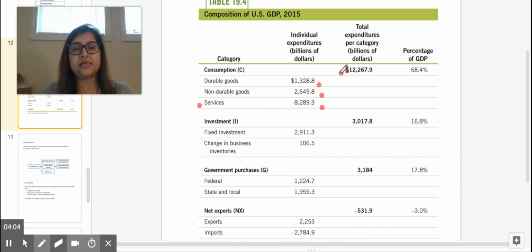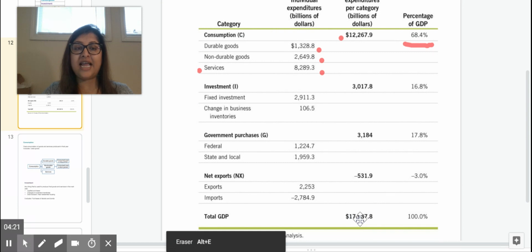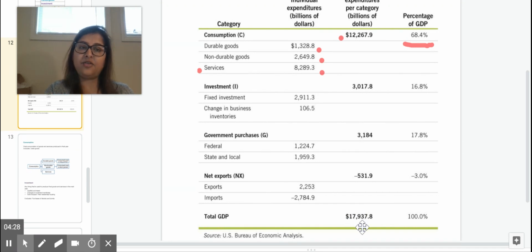Overall, private consumption expenditure accounts for $12,000 billion. That's 68% of the entire GDP of the United States in 2015. The total GDP was $17,900 billion, of which $12,200 billion is private consumption expenditure.